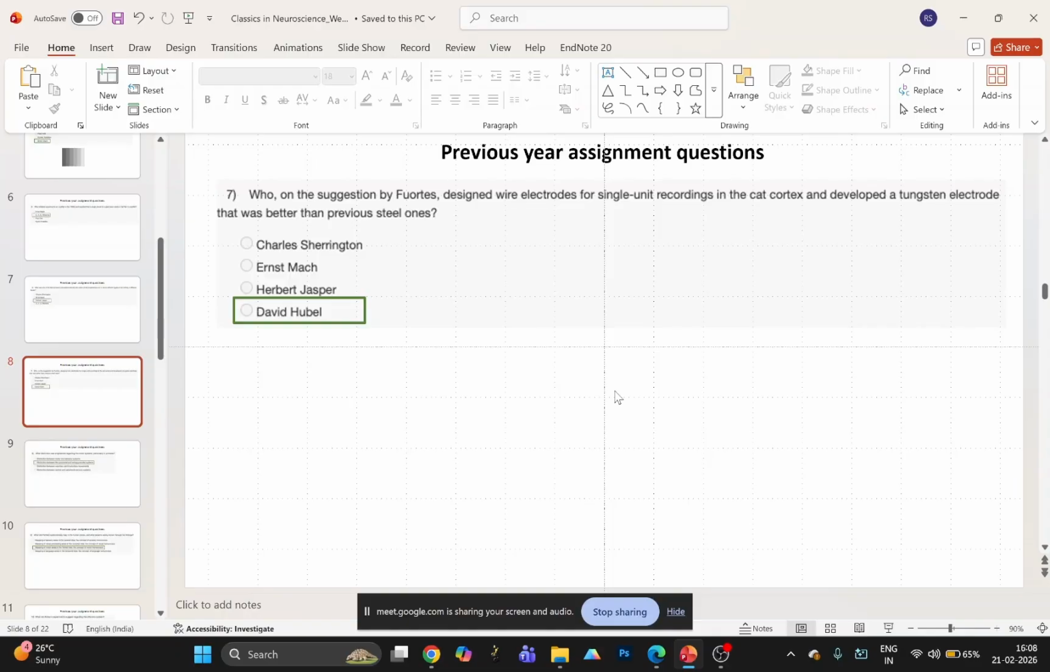So rather, the designated term was single unit. Wherever they managed to record from single regions, or single fibers and so on, they used to call those single unit recordings rather than single neuron recordings, because in a lot of cases there were errors. You did not know whether you're actually recording what you think you're recording. So, on suggestion by Fortes, David Hubel designed these tungsten electrodes, which were way better than the steel ones.